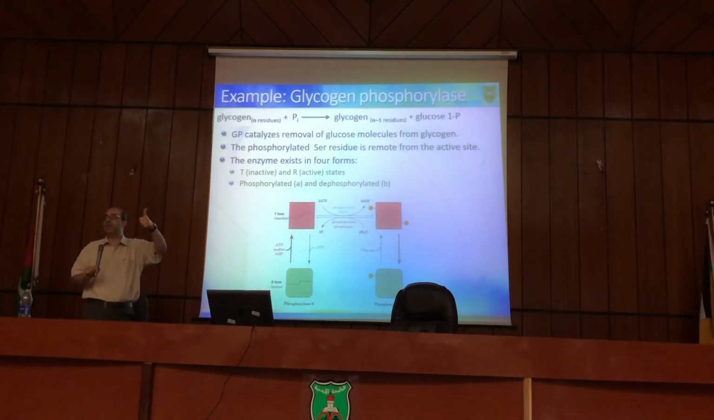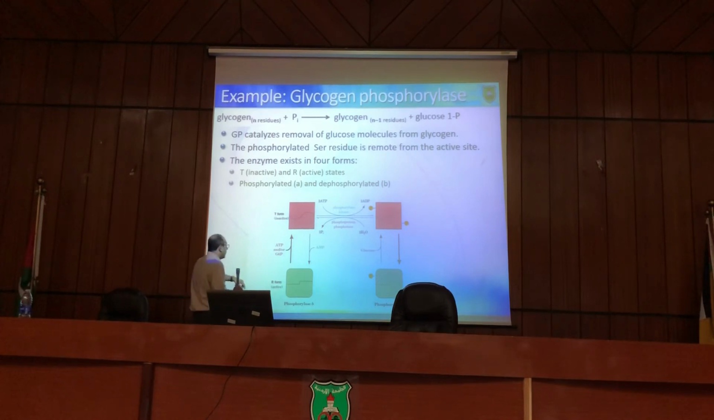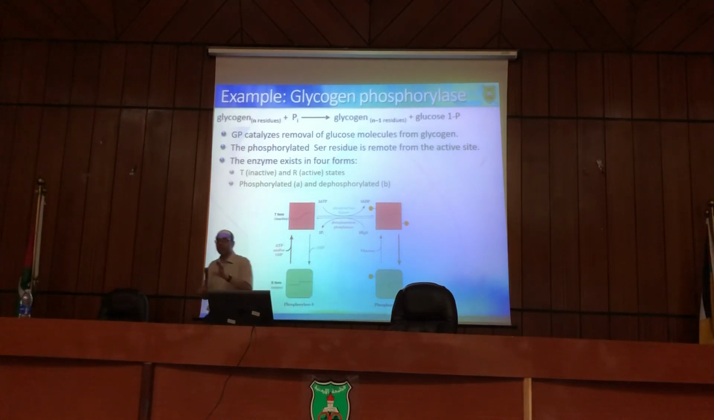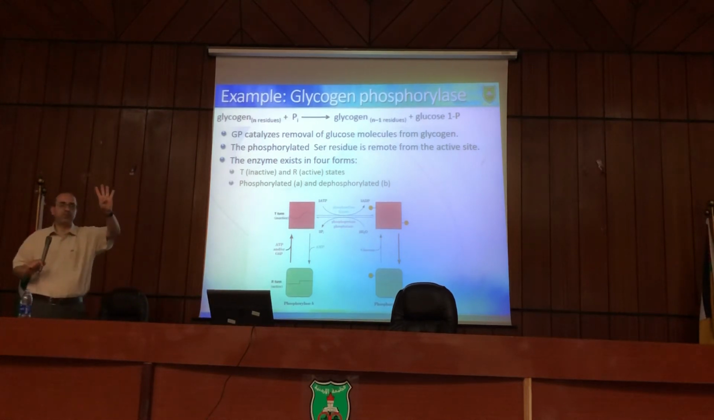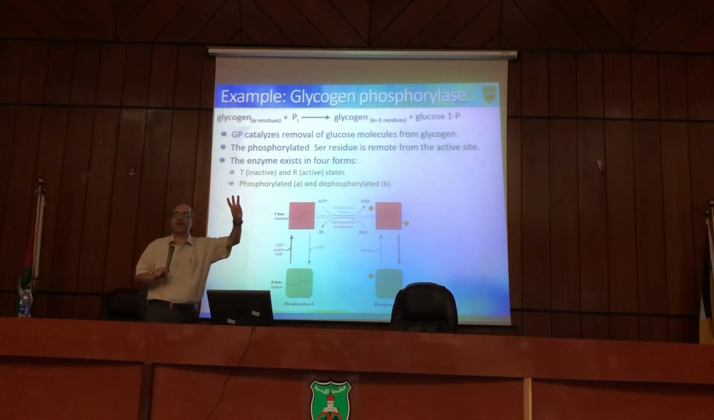changing a T state protein into an R state. And the second modification is phosphorylation. When the enzyme is not phosphorylated, it's known as phosphorylase B. When the enzyme is phosphorylated, it's known as phosphorylase A. Okay? So again, the enzyme exists in 4 forms, and they are named phosphorylase A or B.